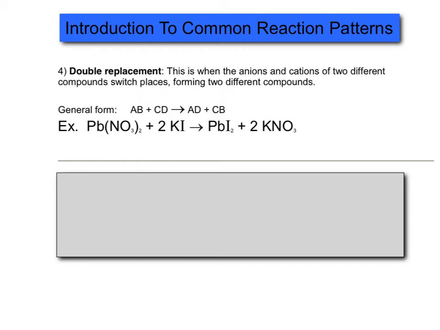As you can see from our example, we always have two substances that are compounds on the reactant side, two substances that are compounds on the product side, and what you'll see is that you're going to wind up combining the outers, so the Pb and the I go together, with the inners, and so you'll see that the K and the NO3 go together.